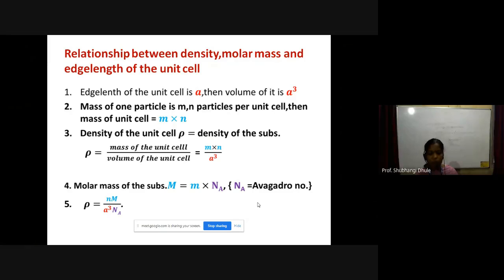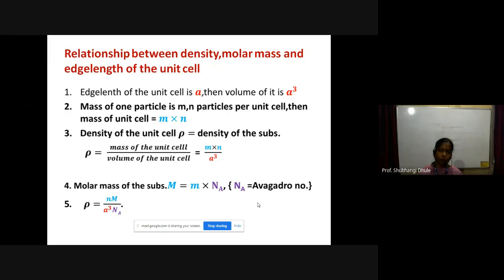So the mass of the particle here is m, and n is the number of particles present in the unit cell. So the mass of the particle is m, the number of particles present in the unit cell is n. Then we can say that the mass of the unit cell becomes m into n.